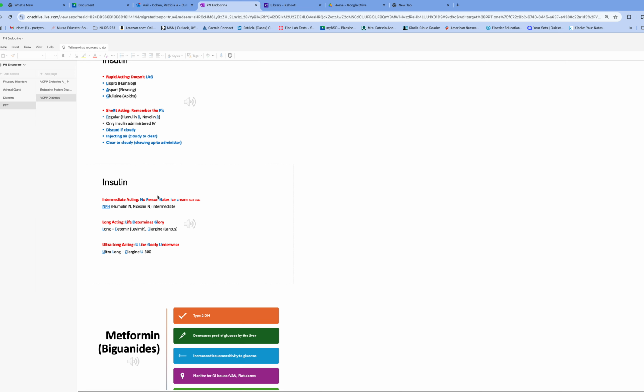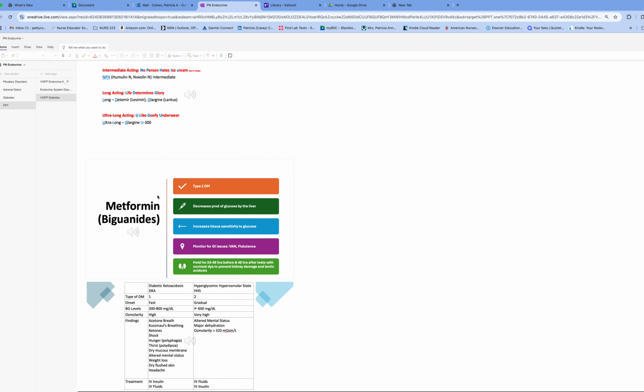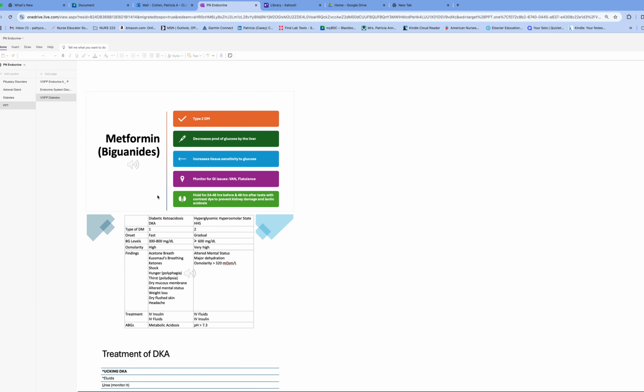You guys did well with insulin and also metformin. Remember, if somebody has a test with contrast dye, you have to hold that. Students usually do very well with this. Monitor for the GI issues: flatulence, diarrhea, vomiting, anorexia, and nausea. All right, and then also watch out for liver problems.